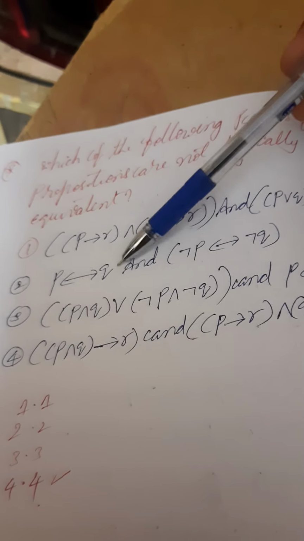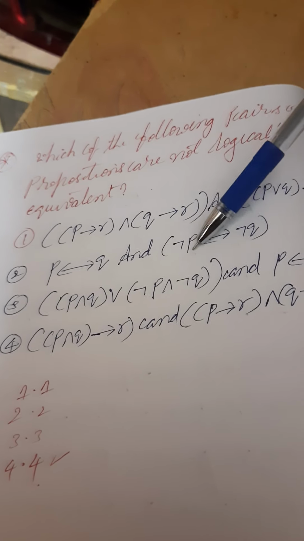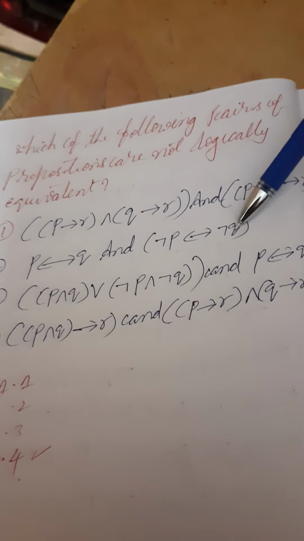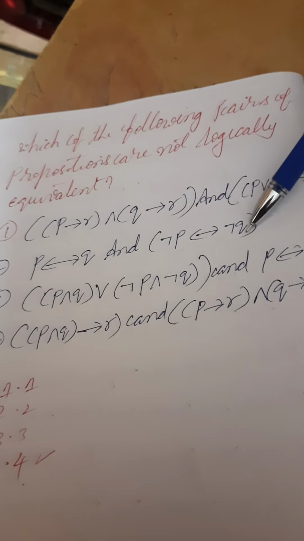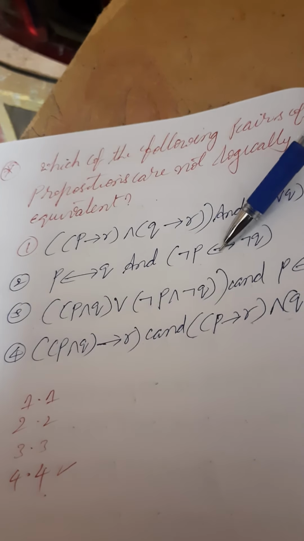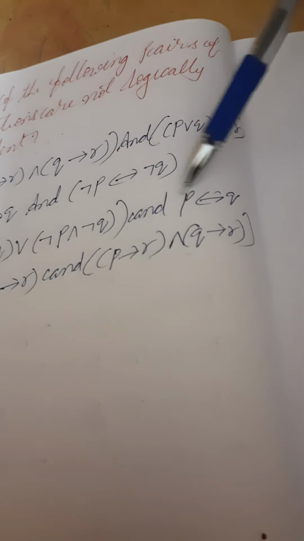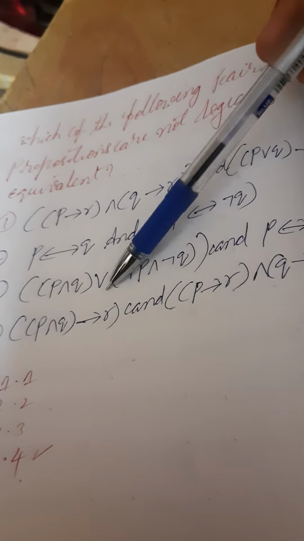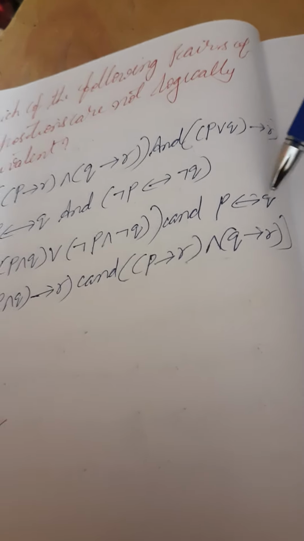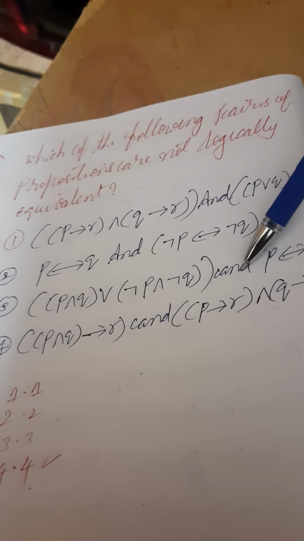This is also a direct statement given: P biimplies Q and negation P biimplies negation Q. These are equivalent, I just showed you these are equivalent. This is also equivalent. Okay, the first and second are correct. Then P intersection Q union negation P intersection negation Q and P biimplies Q are equivalent. I just showed you, right. This is also a direct statement.